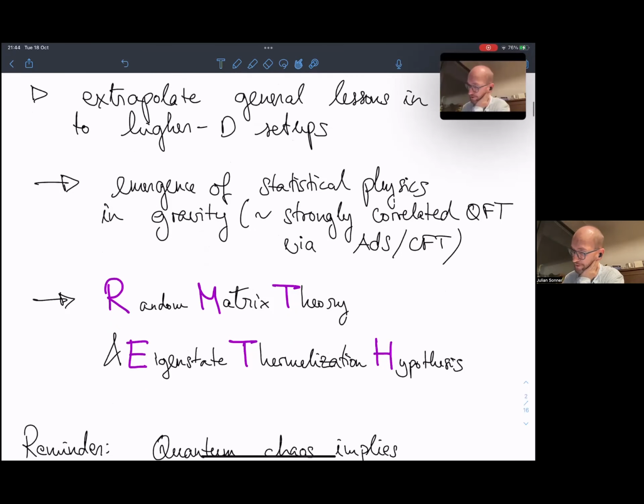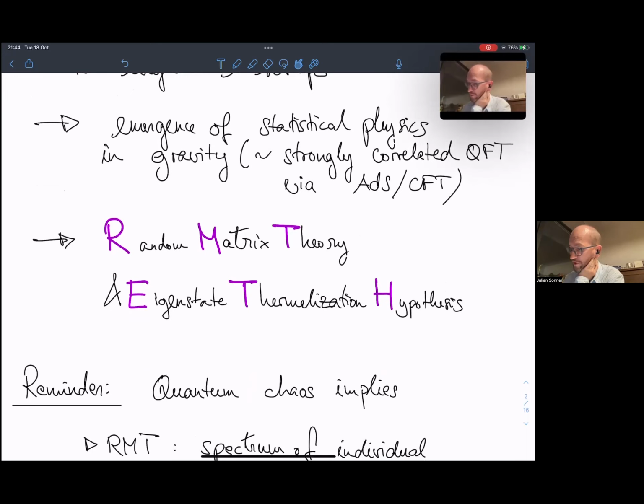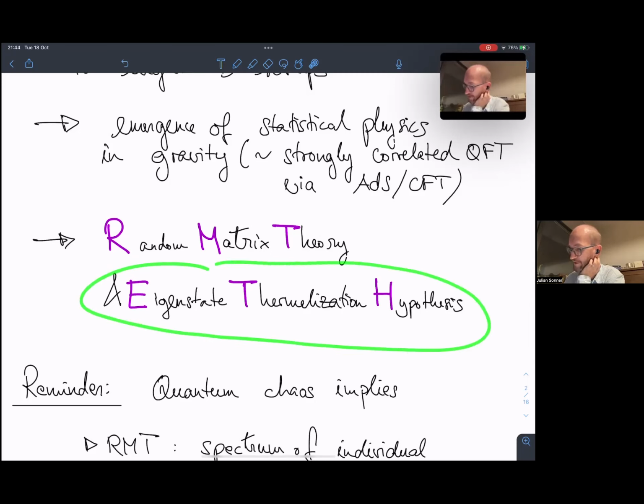So let me say that the way we want to think about the emergence of statistical physics is going to be via what I would claim is the modern approach, which comes from quantum statistical physics and also from condensed matter theory, which is on the one hand RMT, random matrix theory, and on the other hand this thing called the Eigenstate Thermalization Hypothesis, ETH.